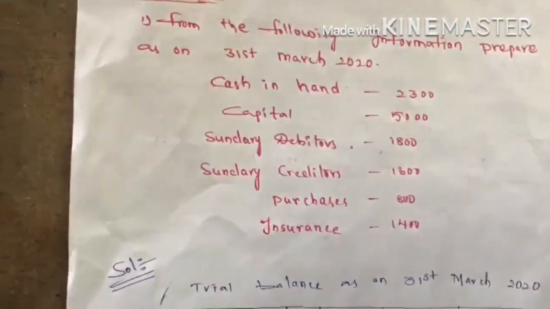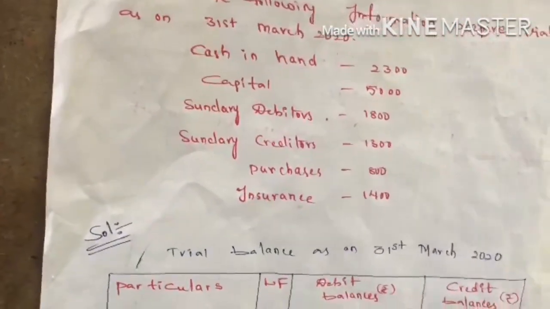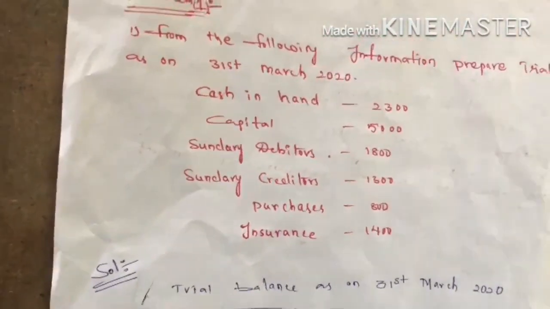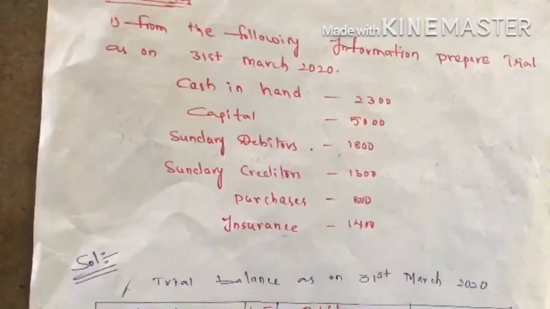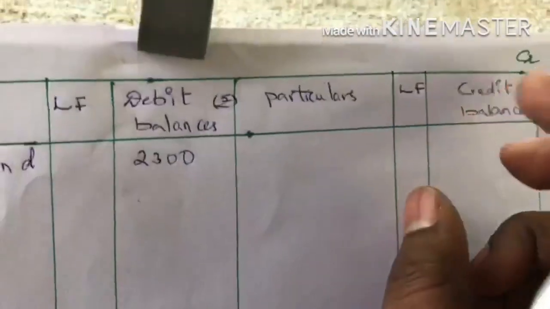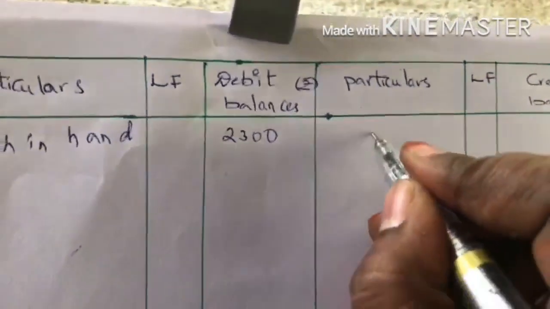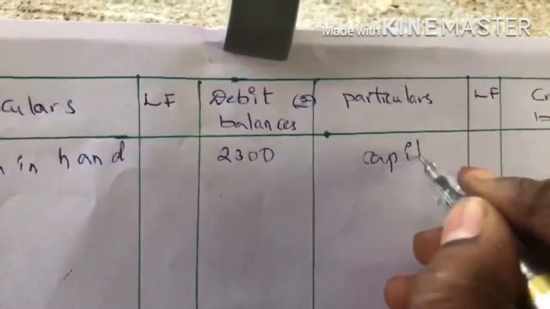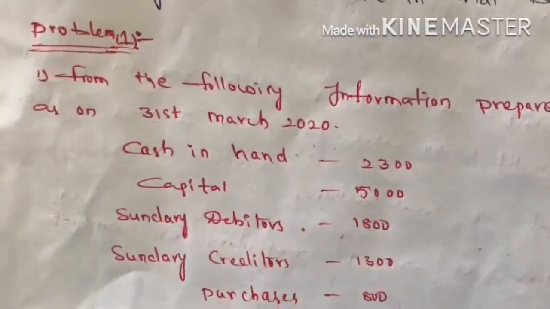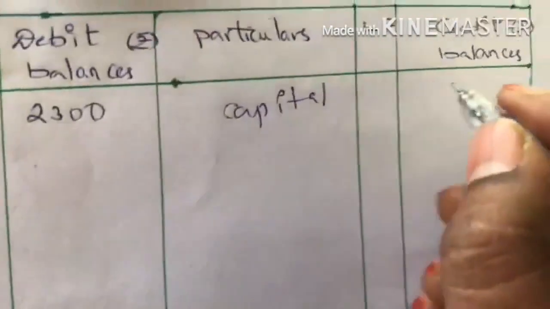So next one, capital. In previous sections also, we write capital on the credit side. So capital is written on the credit side. We can write here, credit. Okay, capital. How much is the amount? 5000.